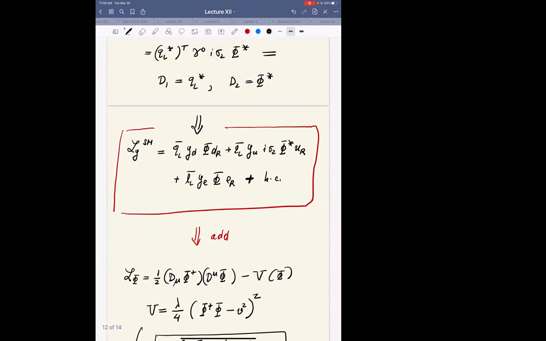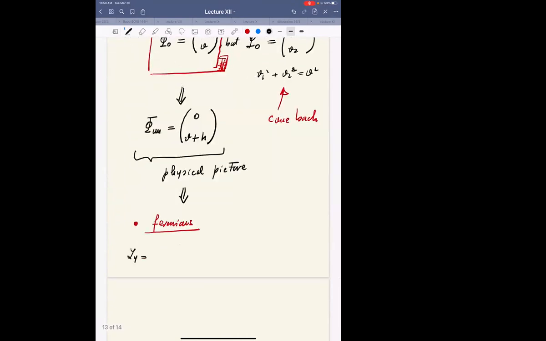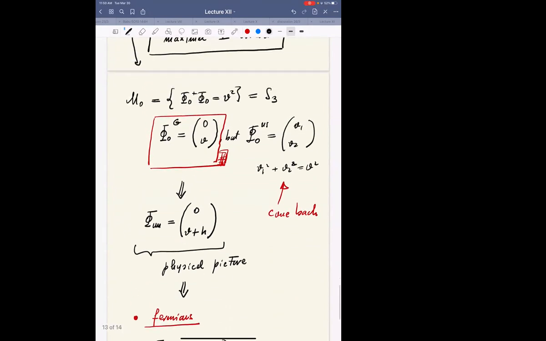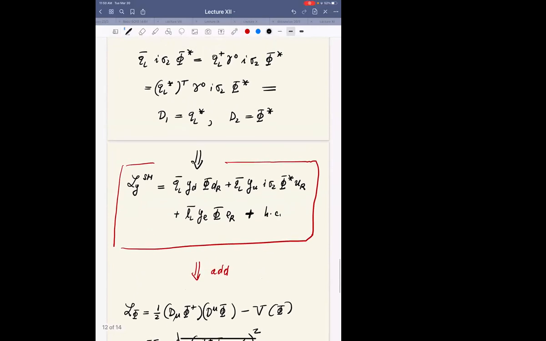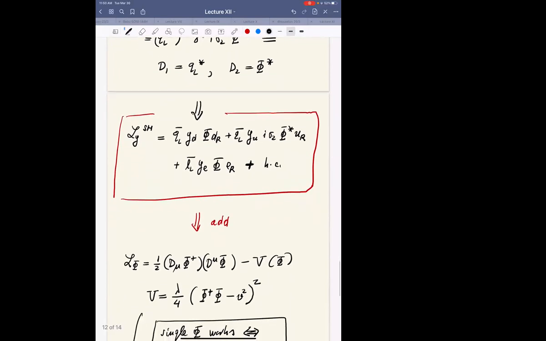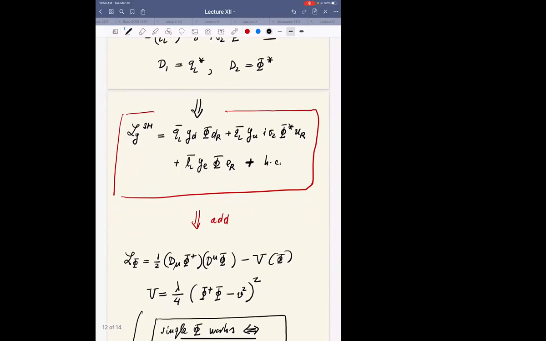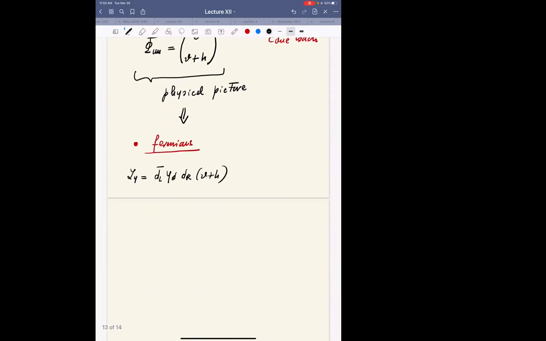Look, phi is just the doublet. Notice that you get dl bar. It picks up a lower component, Yukawa d, dr, v plus h. The first term: phi has a lower component, so it picks up a lower component. In the second term, phi star has a lower component, but sigma 2 flips it, so it picks up an upper component.